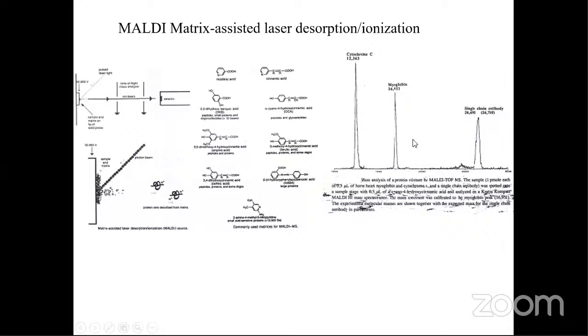So there are different types of matrices available depending upon the sample type you are using, because matrix material will anyway come in the mass spectrum, and that should not confuse your sample mass spectrum. So we have to select a matrix material whose mass value does not fall in the range of your sample. But it's a very good technique because it's very, very mild actually. And like this, as you can see here, you get very beautiful peaks corresponding to the mass of each of the materials present inside.